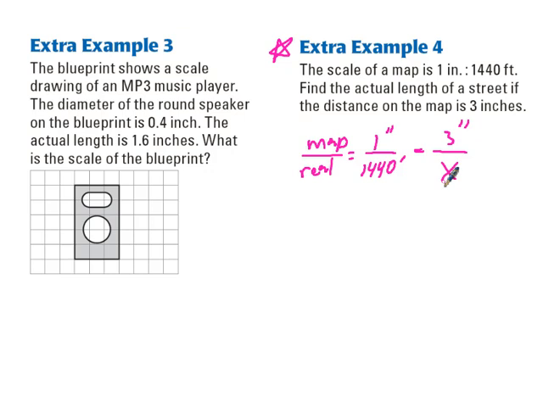So we can cross multiply this and we'll get x is equal to 3 times 1440. And that's going to be a big number. It's 4,320. 4,320 feet would be the distance in real life.